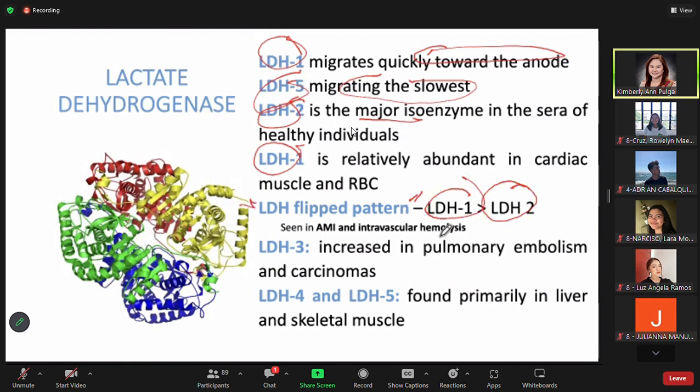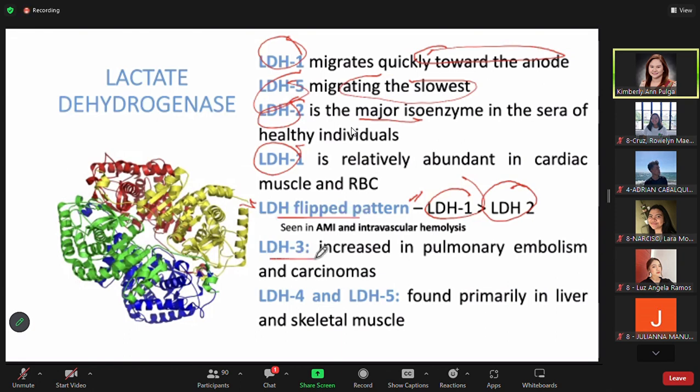And makikita po usually to sa AMI and intravascular hemolysis patients. So, pwede din nating i-check yan, no? If the patient had a heart attack, so pwede nating i-check for the presence of the flip pattern. So, anong gagawin natin? We will be measuring the isoenzyme fractions. So, ang supposedly na arrangement ay 2, 1, 3, 4, 5 at naging 1, 2, 3, 4, 5. So, possibly na nagkaroon nga ng heart attack yung pasyente. So, we can also check for the LDH flip pattern, no, for AMI.